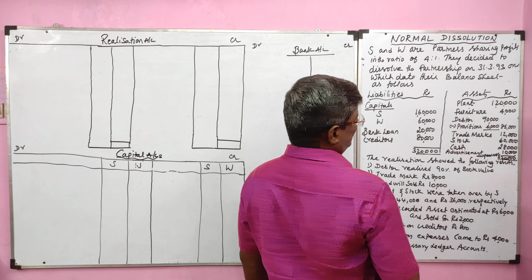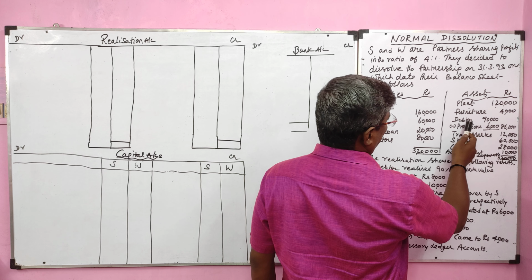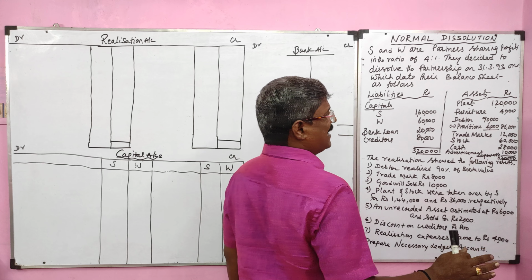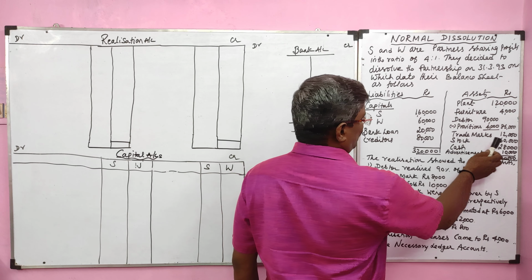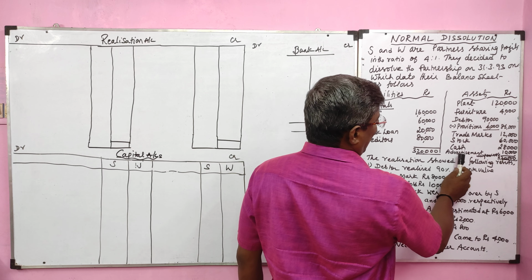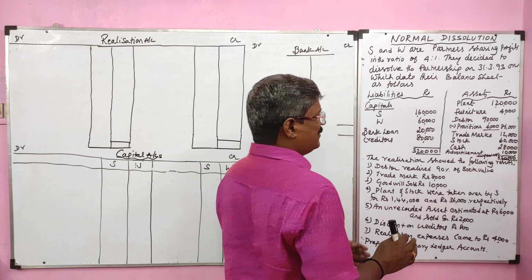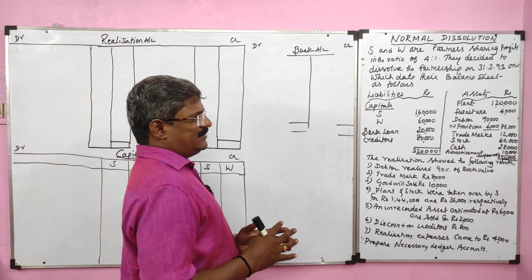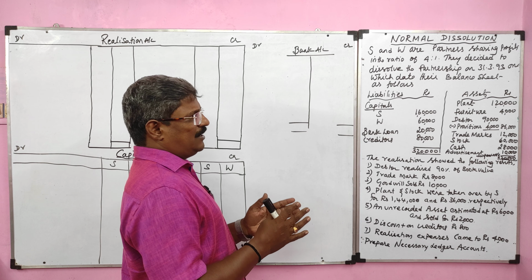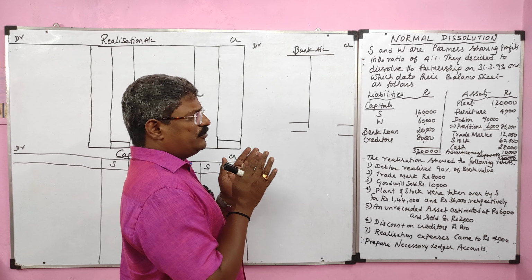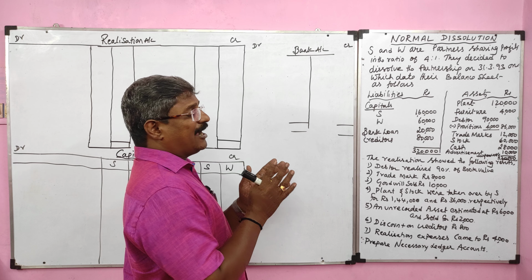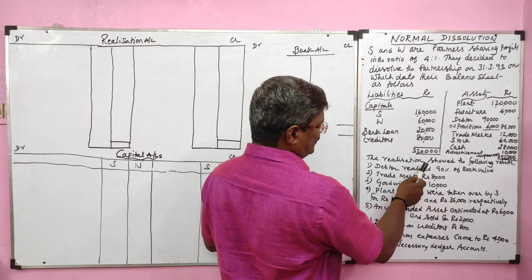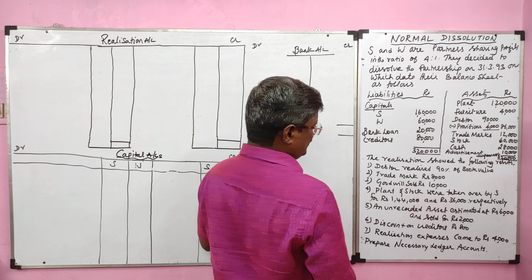Then move to the asset side: plant, furniture, debtor, provision for doubtful debts. Treat provision for doubtful debts as a liability. Trademark, stock, cash, advertisement suspense account. Treat it like a profit and loss account appearing on the asset side. So advertisement suspense account appears in the assets, and you should treat that as an accumulated loss. Okay, the realization showed the following results.